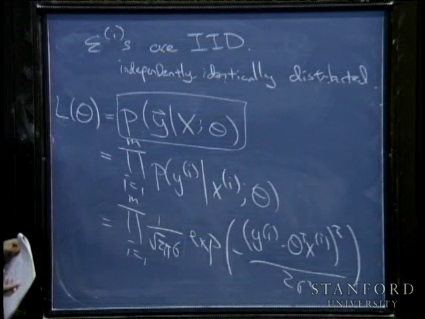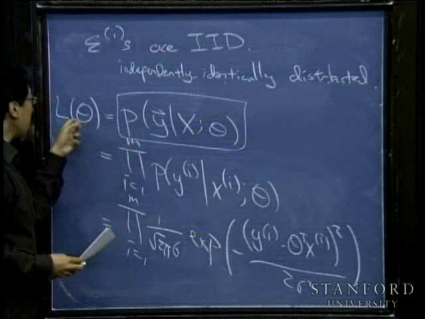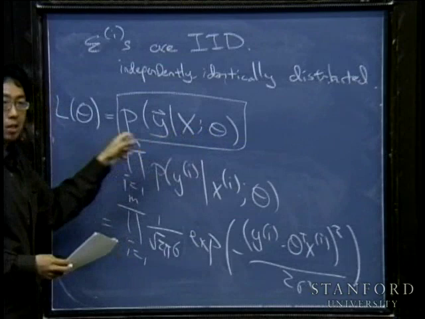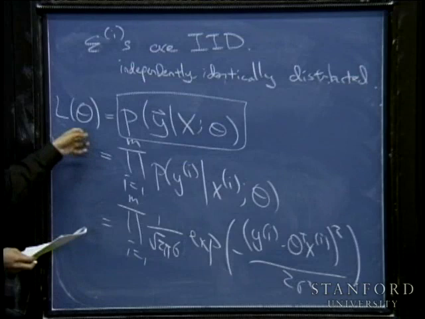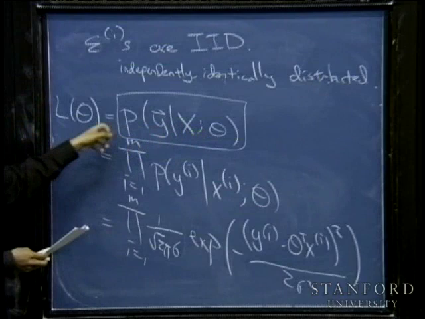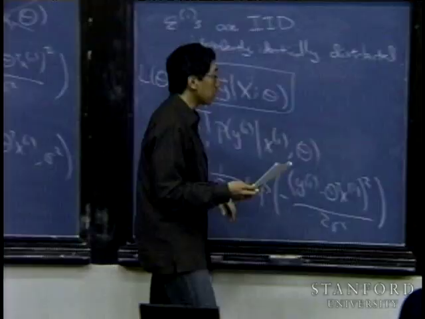Likelihood and probability are really the same thing, except that when I want to view this as a function of theta, holding x and y fixed, I'll call it a likelihood. So hopefully you hear me say the likelihood of the parameters and the probability of the data, rather than likelihood of the data or probability of the parameters. So try to be consistent in that terminology.